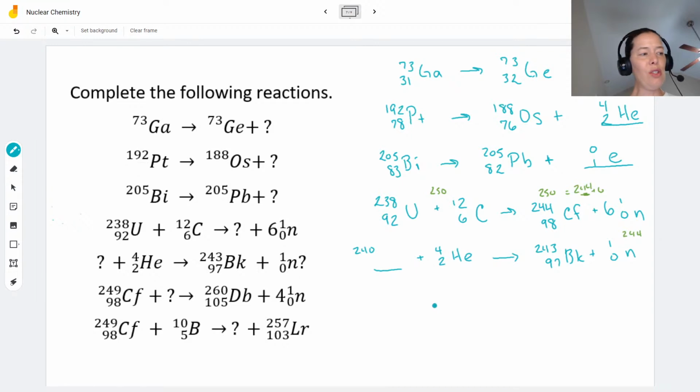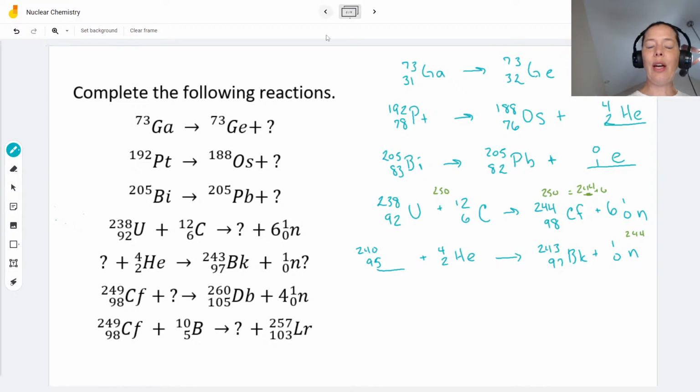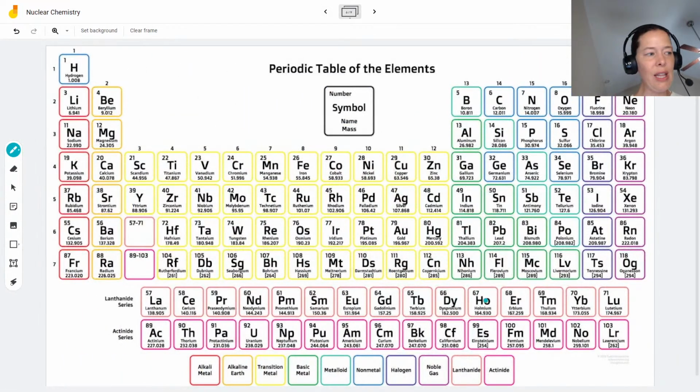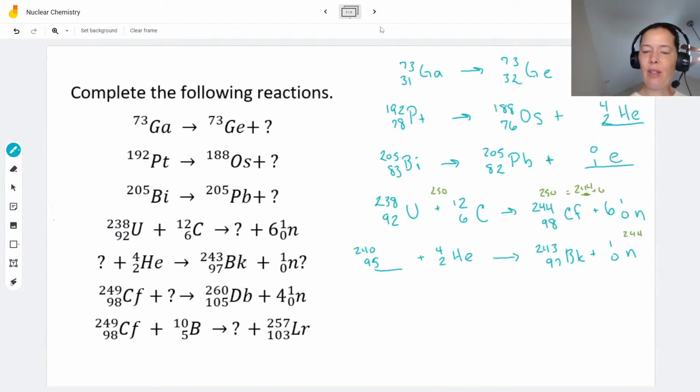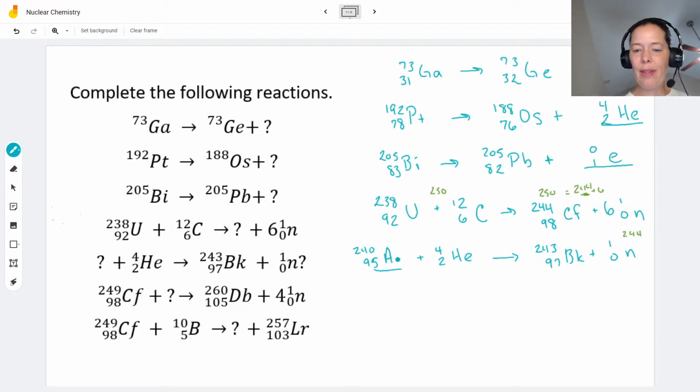And now let's go ahead and do my atomic numbers. I've got 97, and that's 0. I already have a 2 here, so that is going to be a 95 to make sure that these are equal, which means I now can identify my atom. Okay, so atomic number 95. Let's find that. 95 is americium. So AM. All right. Okay, that one is done.